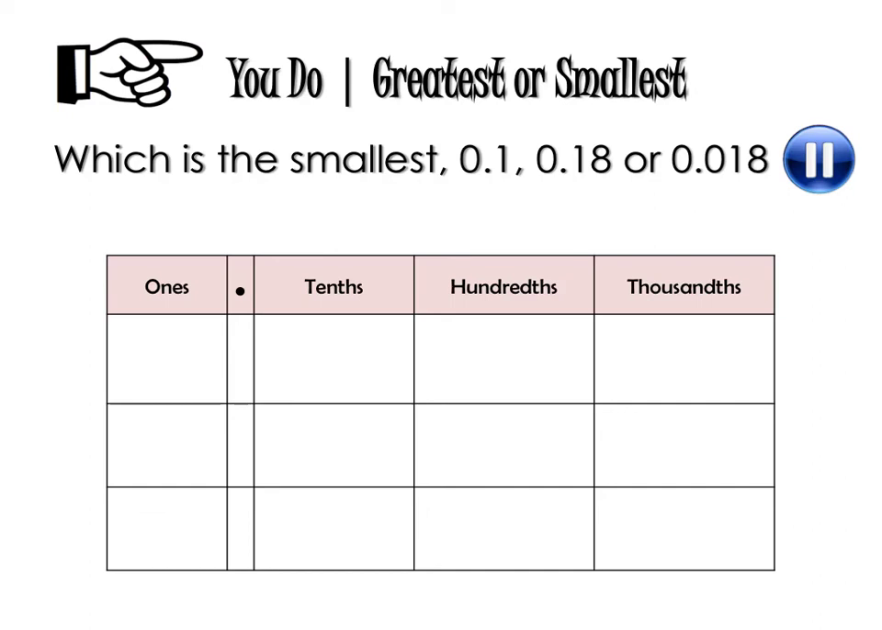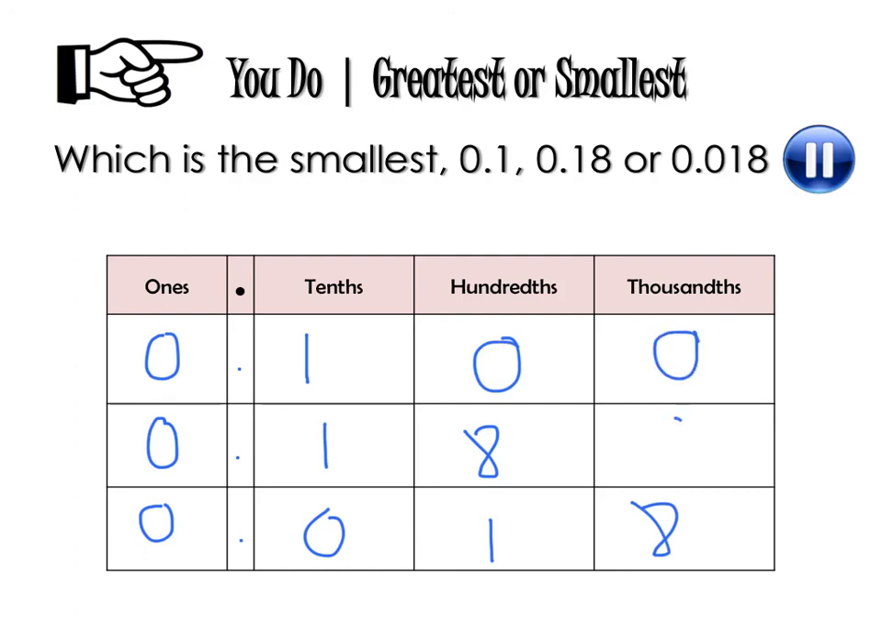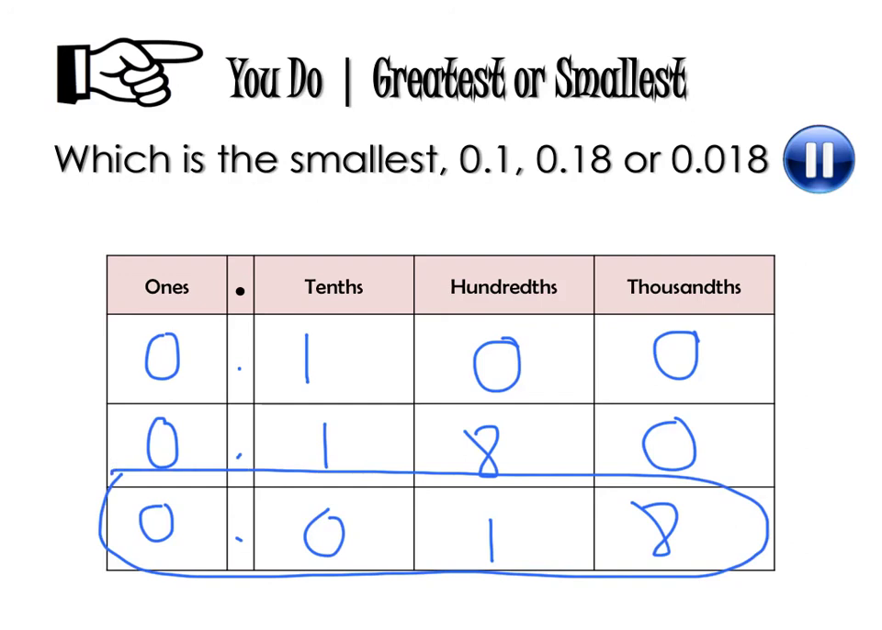So let's begin. Let's first write down the decimals into our place value chart. 0.018. I'm just going to fill up the rest with 0 so it's a little bit easier to compare. So let's take a look. Ones place first, 0, 0, 0, no comparison. Tenths place, 1, 1, 0. Immediately, I know that 0.018 is my smallest. So my smallest is 0.018. Simple, right?